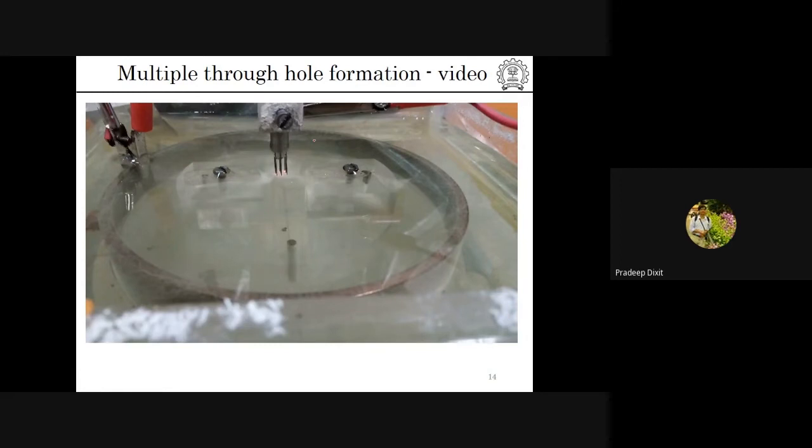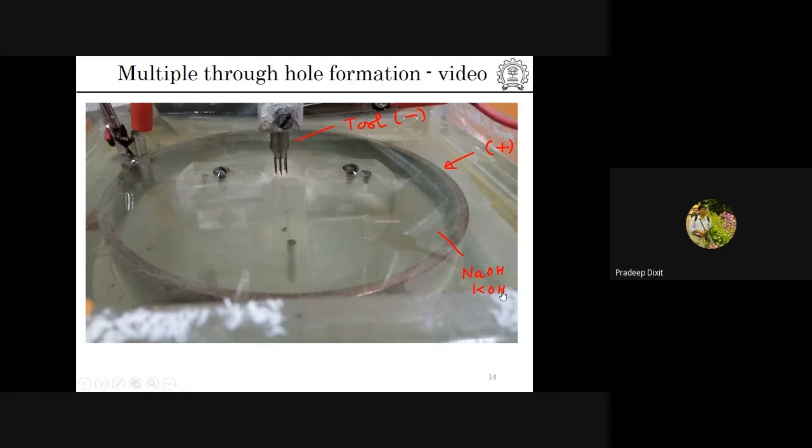The process utilizes a tool electrode, and we have a counter electrode. The tool is going to be negative polarity, and the counter electrode is going to be positive polarity. Here we have the workpiece, which is not visible. Between the tool electrode and the workpiece, we have an electrolyte, which is either NaOH or KOH.